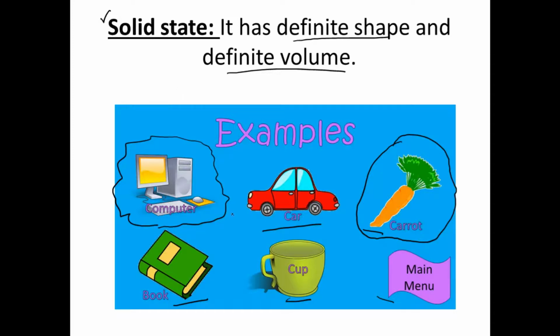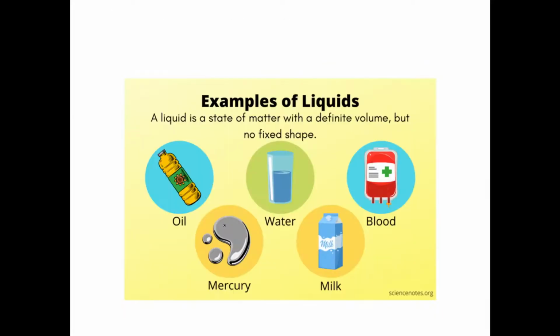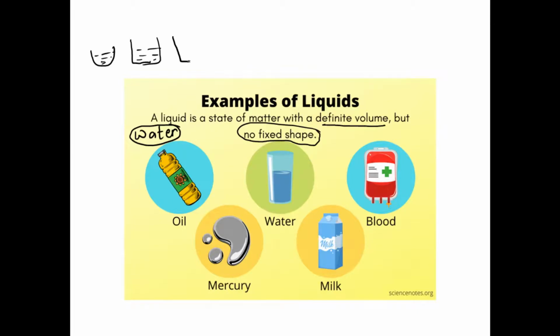So it's a solid state. Now move on to liquid state. The liquids have a definite volume, but they have no fixed shape. Actually, liquids take up the shape of the container. If I have water and I keep it in a bowl, it will take the shape of a bowl. If I keep it in a beaker, the water will take the shape of a beaker. If I take a glass, the water will take the shape of a glass.